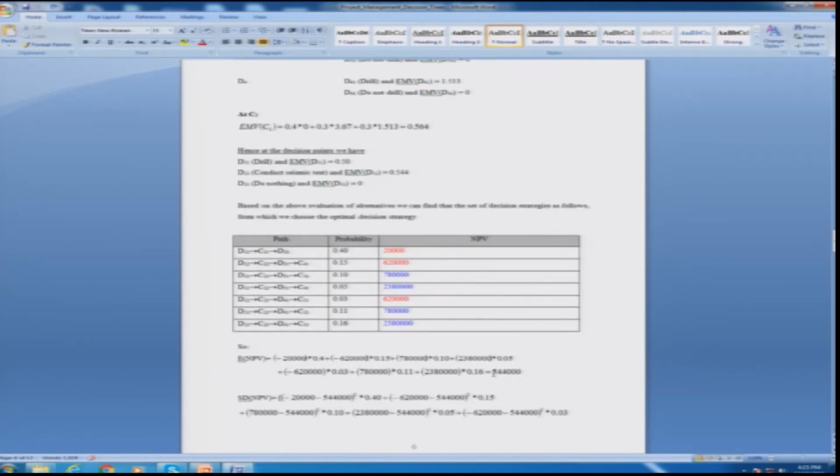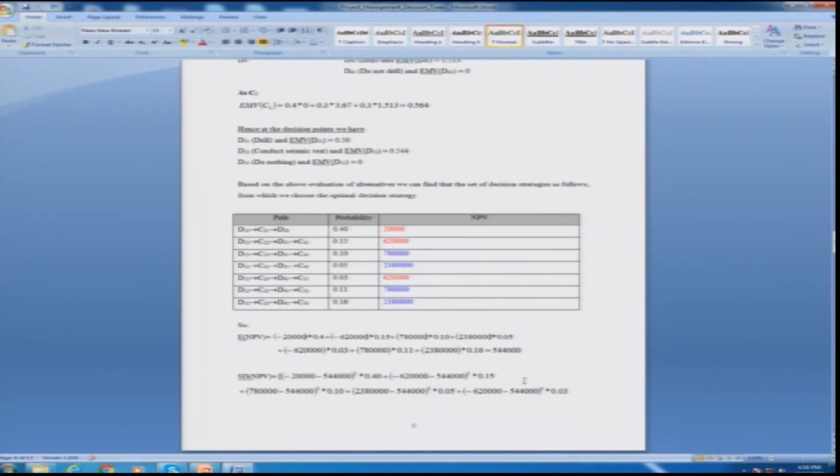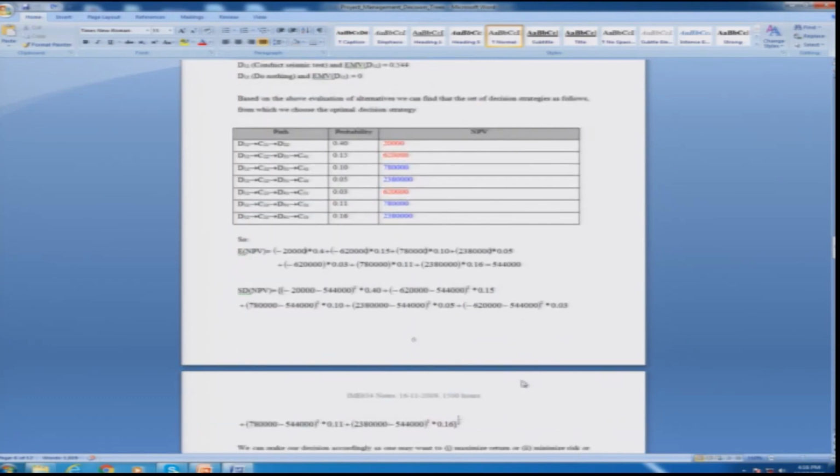So, based on the above evaluation, the set of decision strategies can be found as follows. This gives you the probabilities, and the values in the negative and positive sense are given in red and blue color. If you follow any arm, D12, C21, D22, the probabilities are given from the tables, and the net present values are already there. Once the net present values have been found from the calculations you have already done, the expected value can be found as 544,000, which is positive, and if you want to find the variance, you can use the simple formula as given.